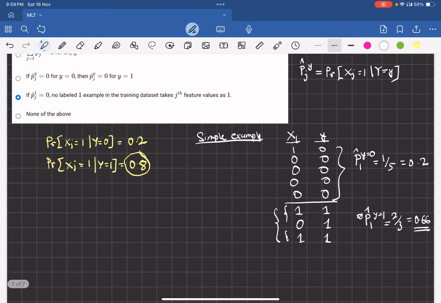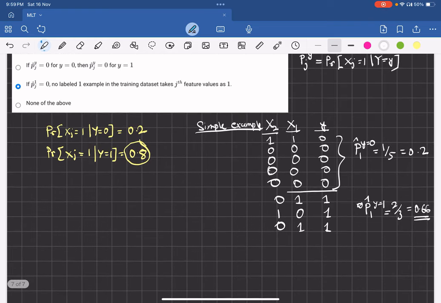Here there is only one feature, but let's add one more feature, say x2. Here we add the same data, 1 0 0 0, and here let me add something like 0 1 0. So what is p2 of y equal to 0 hat? This is equal to, again, 1 by 5, right? 0.2.